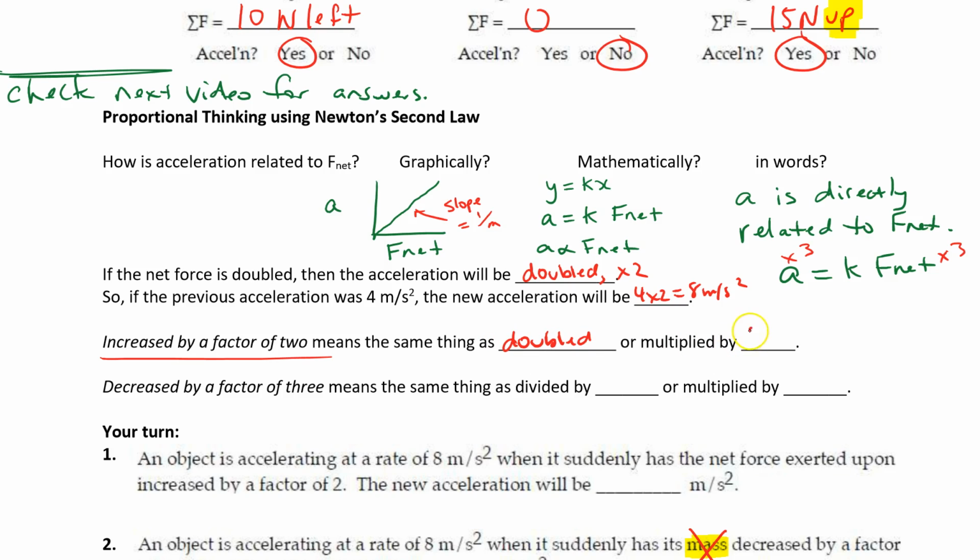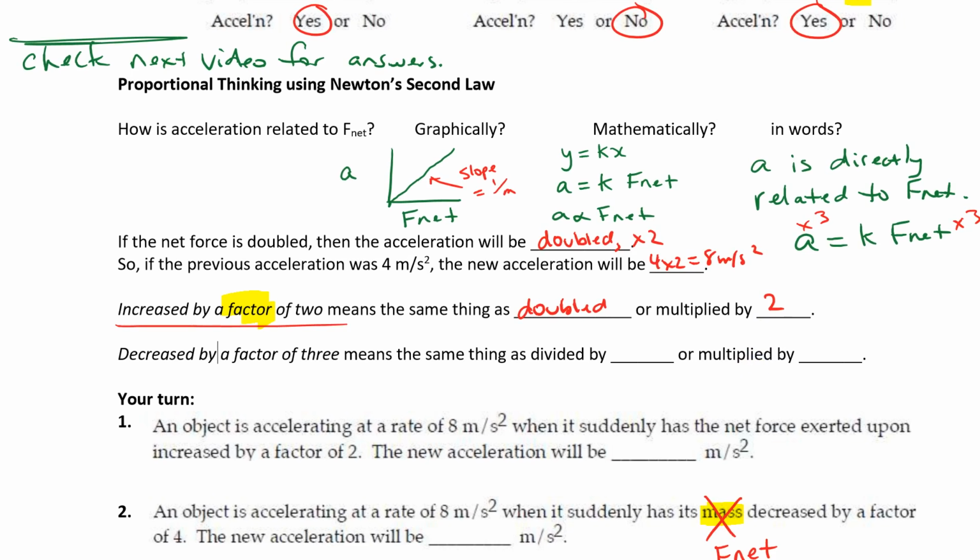Increased by a factor of 2, when you see words like that, this means the same thing as doubled or multiplied by 2. The word factor actually means something that you're multiplying. So it's kind of weird. You look at the word increase and you think it might mean plus 2, but increased by a factor of 2 means doubled. Decreased by a factor of 3 means the same thing as divided by 3. And divided by 3 is the same thing as multiplying. Remember, to change division to multiply, you multiply by the reciprocal, so it's going to be multiplied by 1/3.